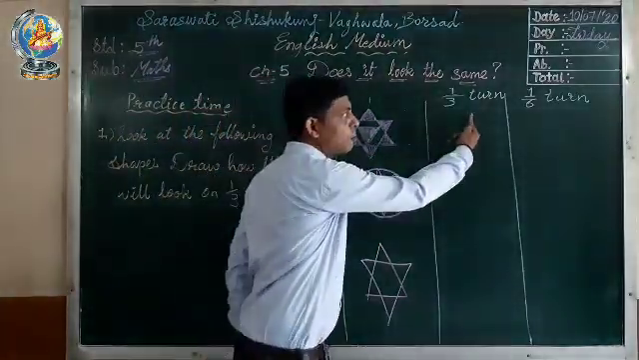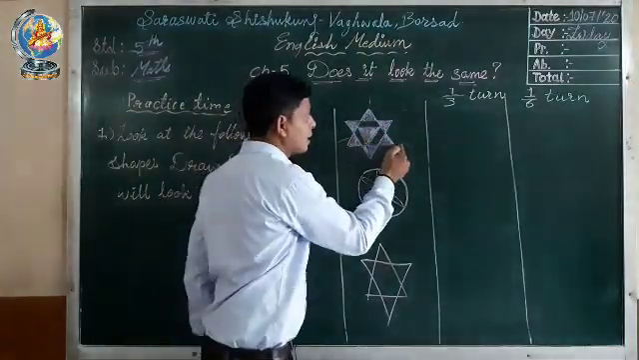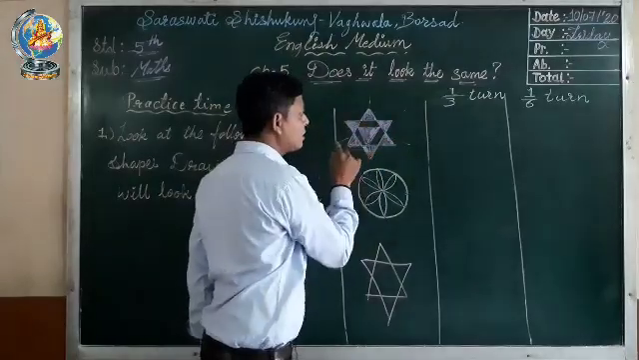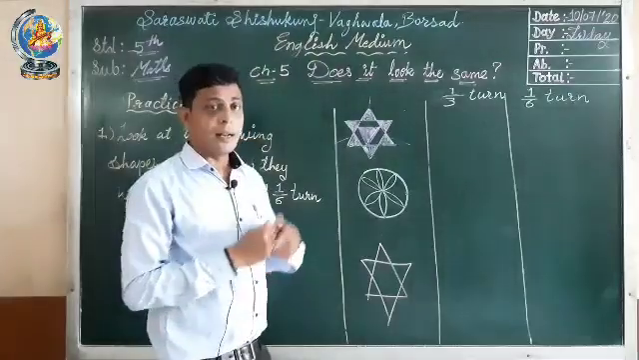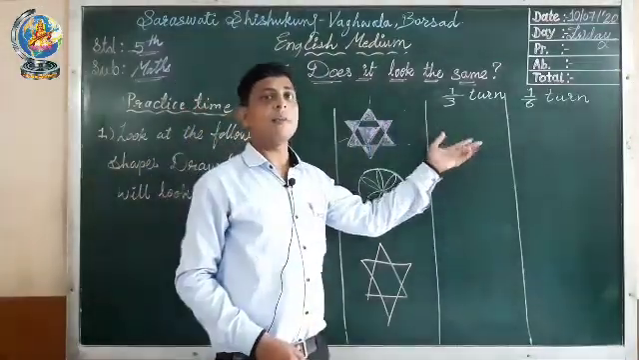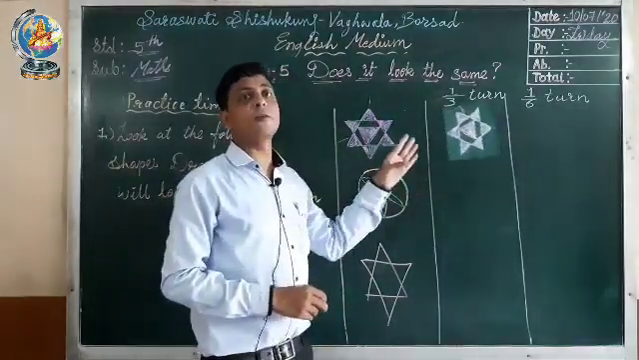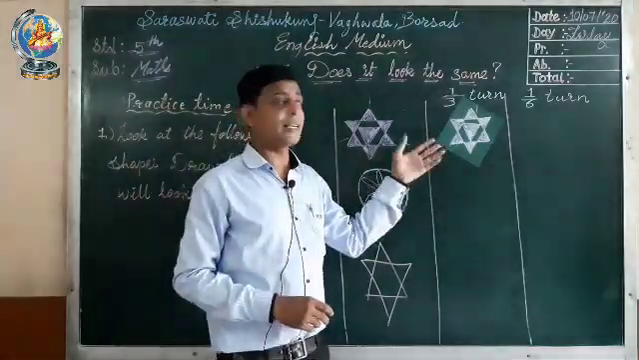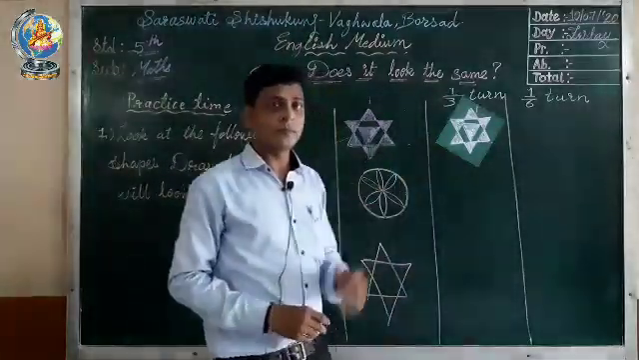Now we are talking about 1/3 turn. 1/3 means this part is 1/3, this part is another 1/3, and this part is another 1/3. Now let us rotate this image into 1/3 turn. How it looks? Let's see. Now you can see here it rotates. When we rotate the shape into 1/3 turn, it looks like this. You can see in the picture.